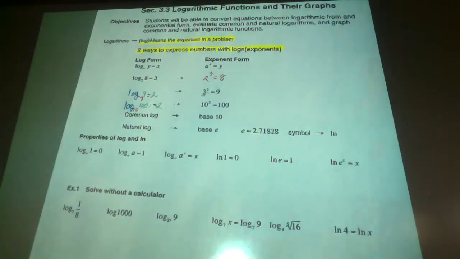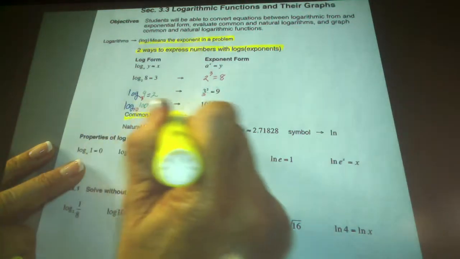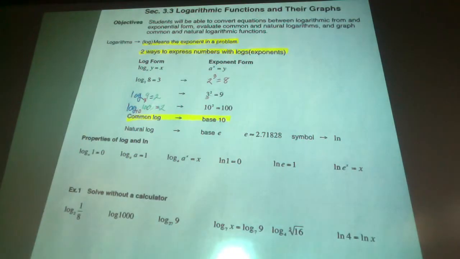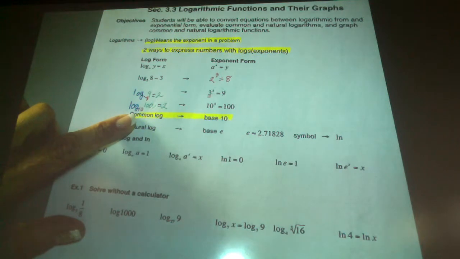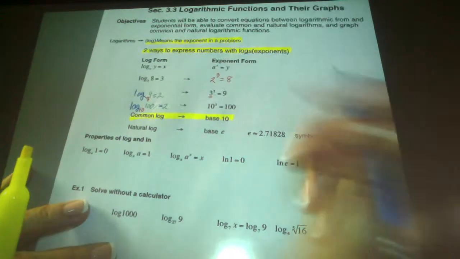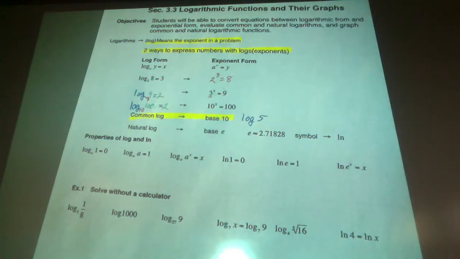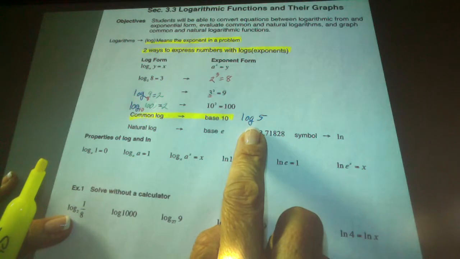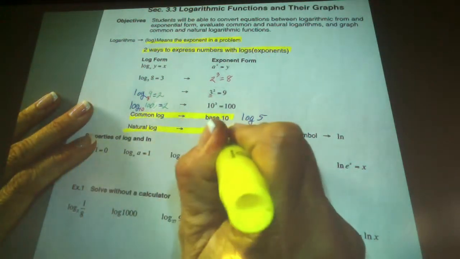All right. Your common log is always the log. And it always has a base of 10 if it's not shown. Very rarely do you actually see the common log of base 10 written with a base of 10. It's usually left out. It'll just look like this, log of 5. But if it's written that way, it's understood that it has a base of 10. It's your common log.